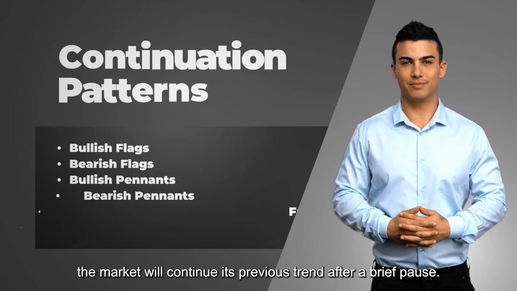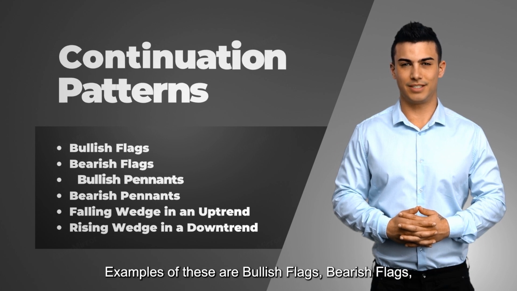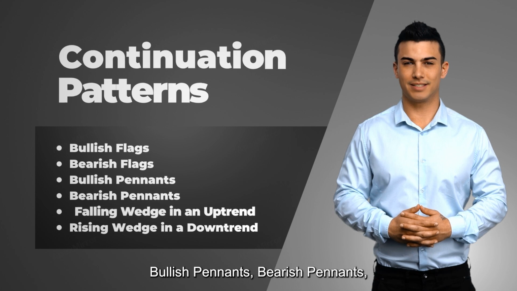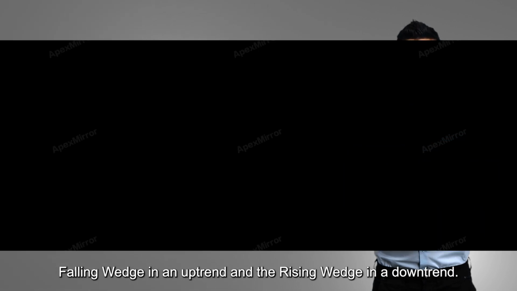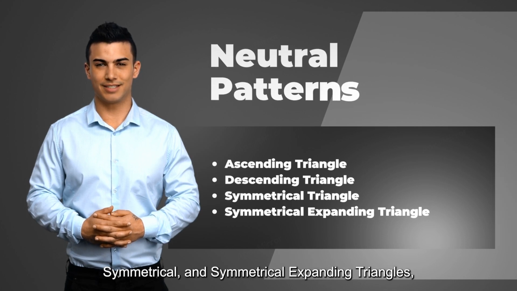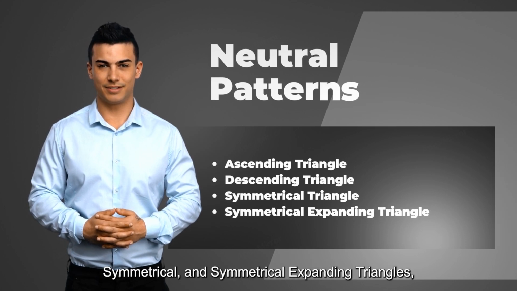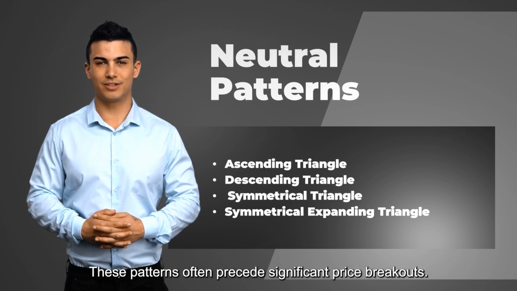Continuation patterns indicate that the market will continue its previous trend after a brief pause. Examples of these are bullish flags, bullish pennants, bearish pennants, falling wedge in an uptrend, and the rising wedge in a downtrend. Neutral patterns, including ascending, descending, symmetrical, and symmetrical expanding triangles, signal that investors are unsure about the next market direction. These patterns often precede significant price breakouts.